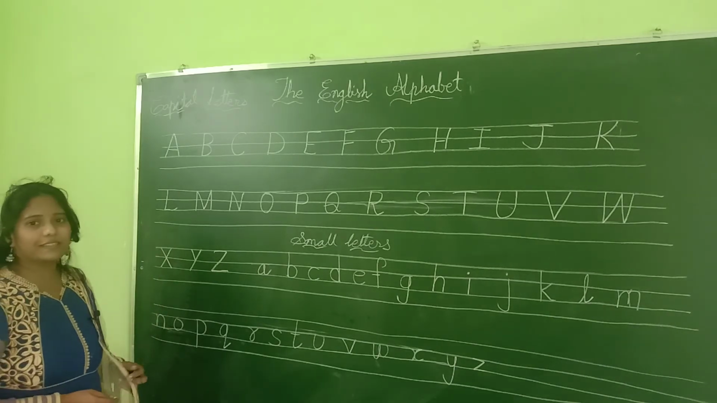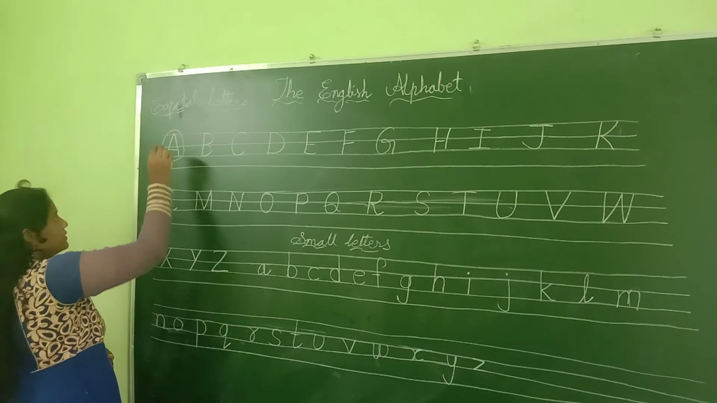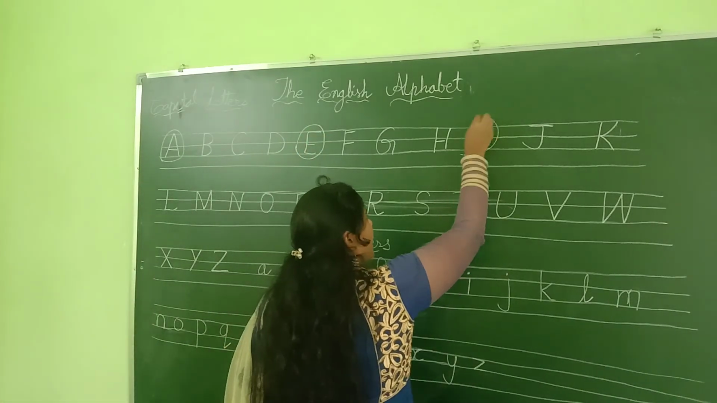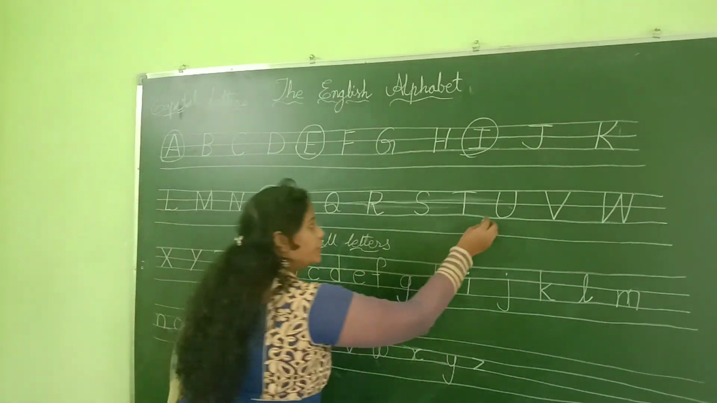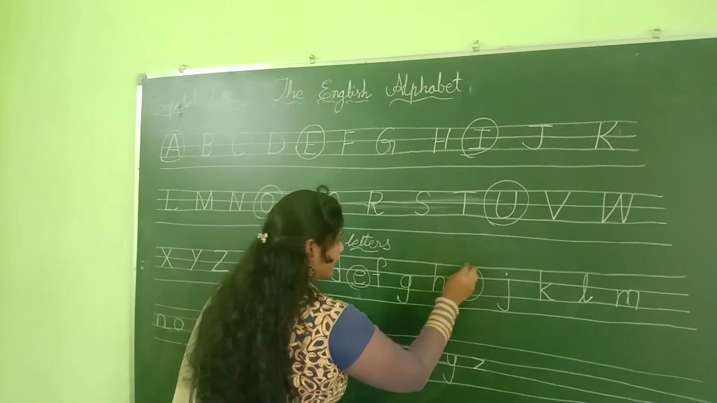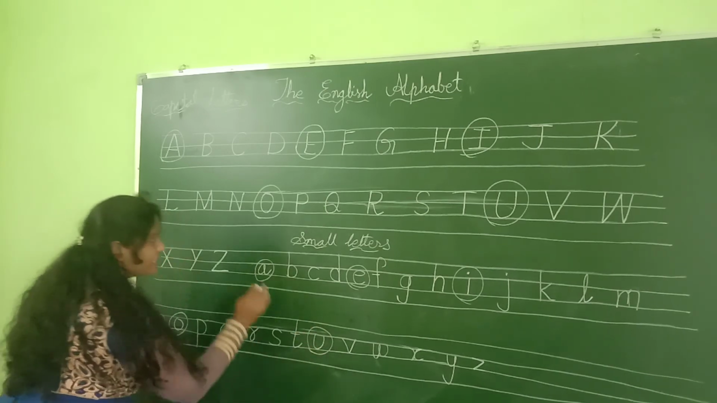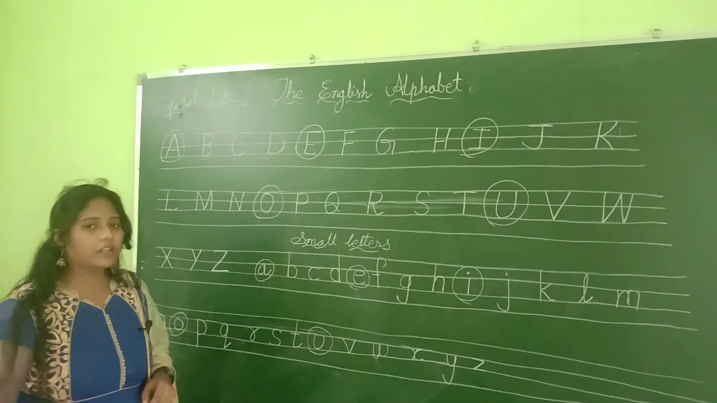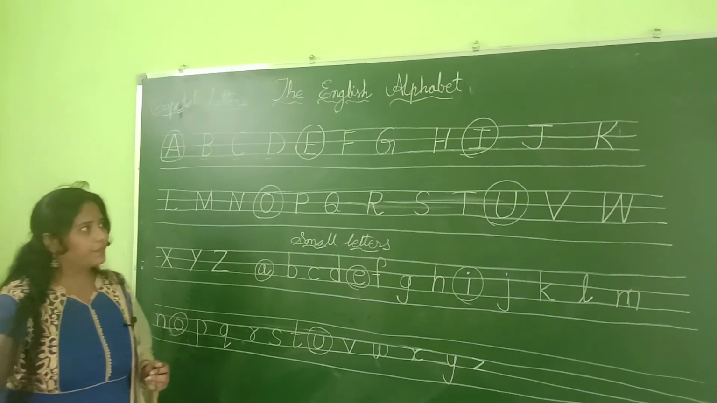And what are the vowels? We will circle the vowels. A, E, I, O, U. So these five letters are called vowels and the rest of the remaining letters are called consonants. And how many consonants are there? 21.